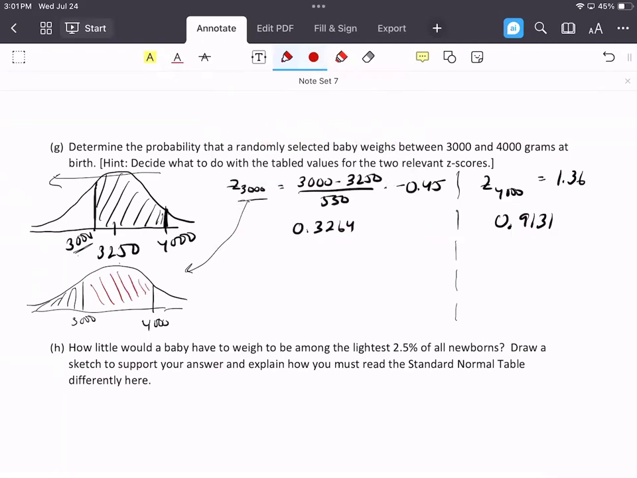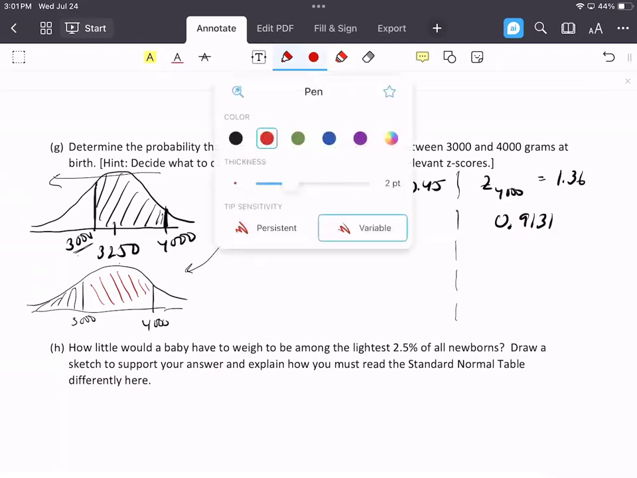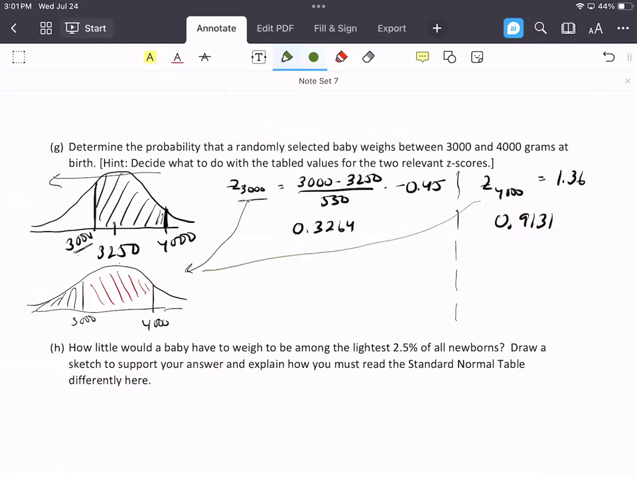But the problem is, what we have is the z-score for 4,000, and I'm going to change that to green so we can see. Remember, this area is everything from here down. So to get the area specifically in red, what we want to do is take the area under the curve for under 4,000 minus the area under the curve for 3,000, because what will be left will be right in between the two.